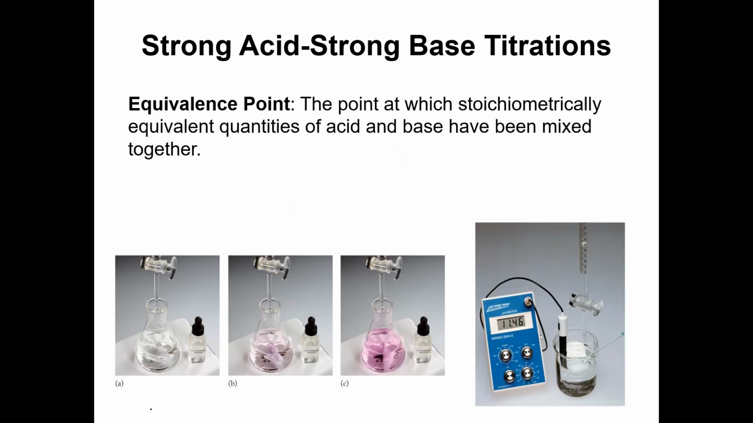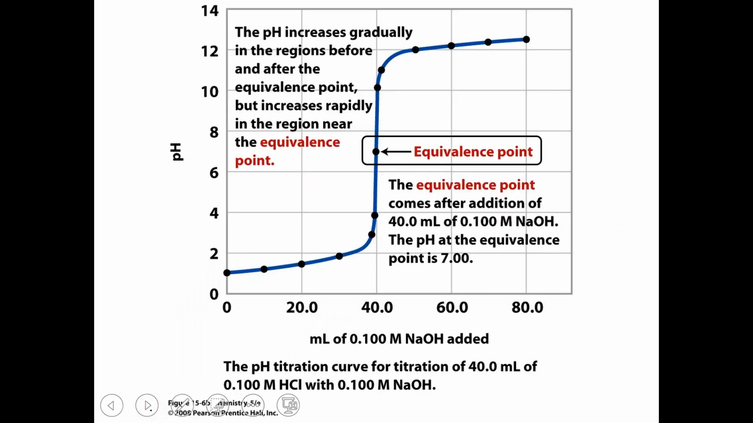So we reach a point where we have added a stoichiometrically equivalent quantity of the acid and the base. The stoichiometric equivalent quantity means we've added the same number of moles of acid as we have of base, and we call that our equivalence point. If we do this using a pH meter, we can determine the pH as we're moving along. For example, if we're titrating hydrochloric acid with sodium hydroxide, we start at a point where we just have hydrochloric acid, and we have the pH of that.